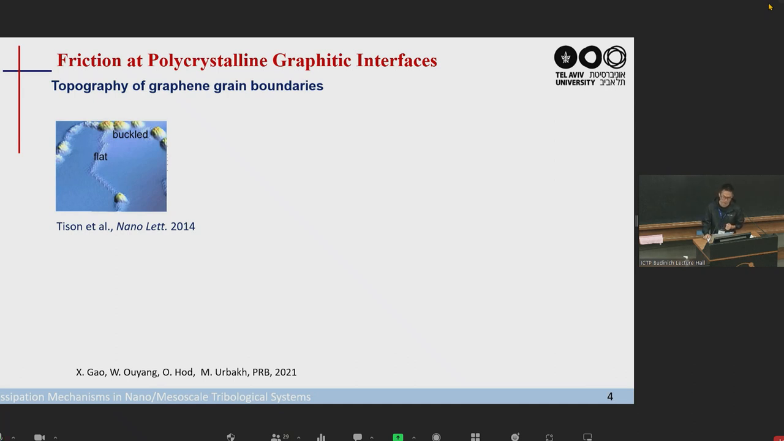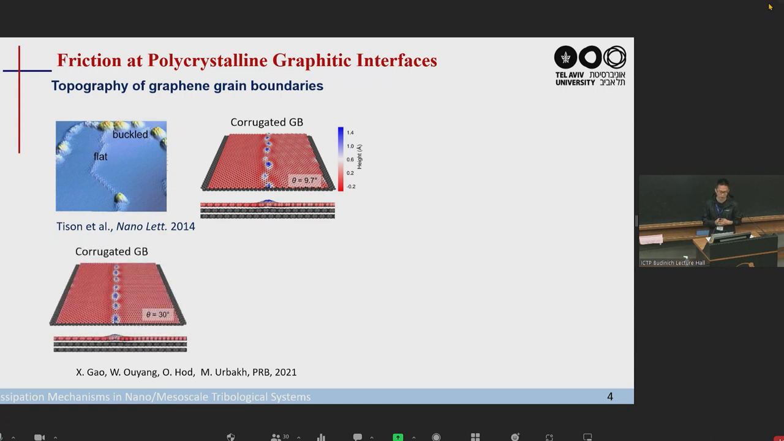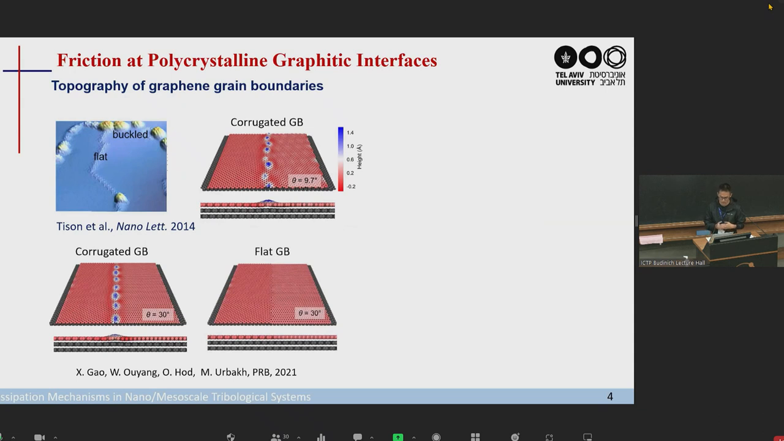To systematically study the topographic properties of grain boundaries, we perform MD simulations, and we find that for small misfit angles between the grains, the grain boundaries are usually corrugated, and for large misfit angles, they are also usually corrugated, but at certain misfit angles, we do observe nearly flat grain boundaries.